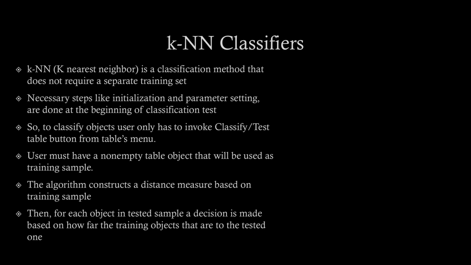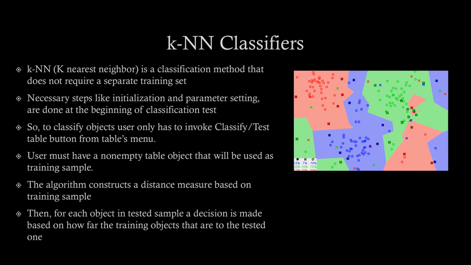The algorithm constructs a distance measure based on a training sample. Then, for each object in the tested sample, a decision is made based on how far the training object is to the tested one. This is a visualization of what a KNN classifier is. Here you can see the test sample is divided into many clusters, and this is based on the training sample, and essentially how far the tested sample is from the training sample.